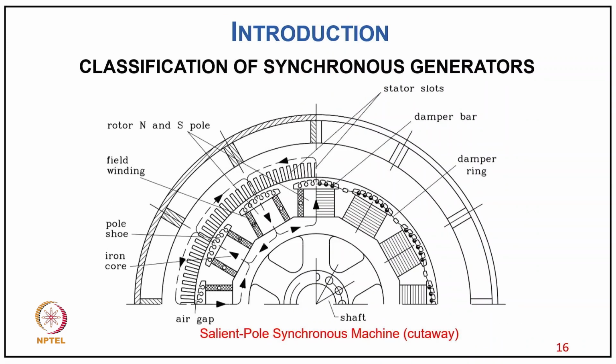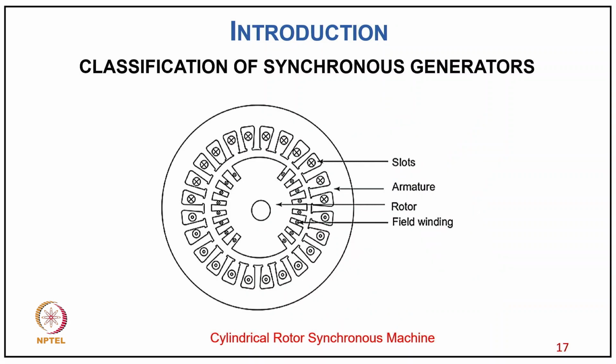You can see a salient pole machine cutaway showing the different parts. You have damper bars in the slots, you have the stator winding, and you have poles, with a large number of poles as I already mentioned, used for low speed. So we have damper rings, damper bars, the stator winding, and the field winding on the rotor poles. All the parts of the salient pole synchronous machine are shown here.